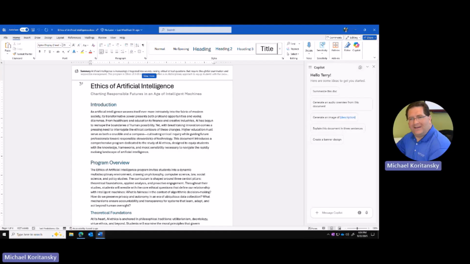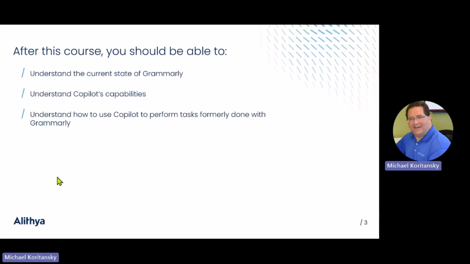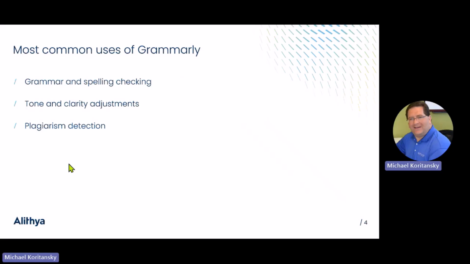So let's talk first about the current state of Grammarly. Grammarly is currently being used as a writing helper, and some of the most common uses of Grammarly are grammar and spelling, so it automatically corrects typos and grammar mistakes. It underlines errors in real time with suggested fixes. For tone and clarity, it'll adjust sentences.